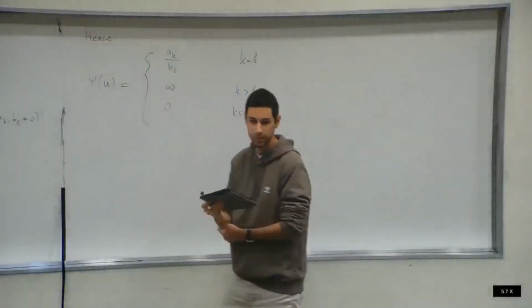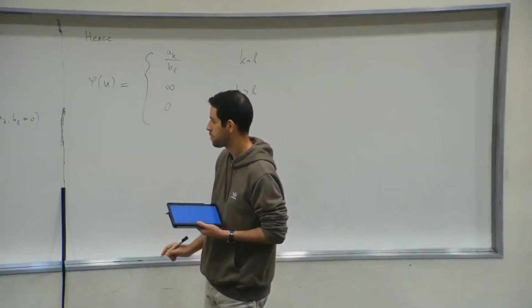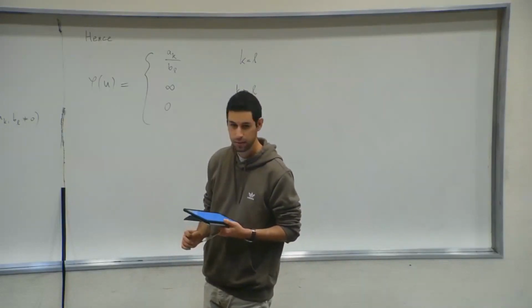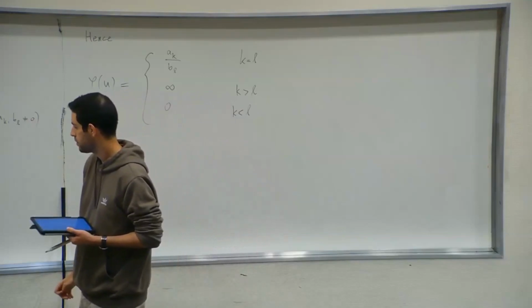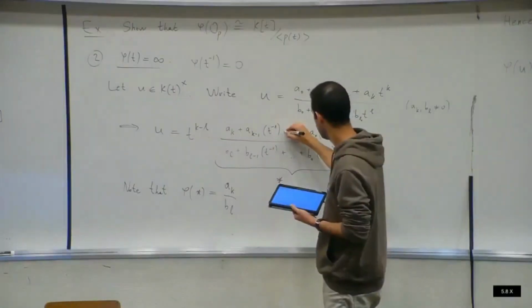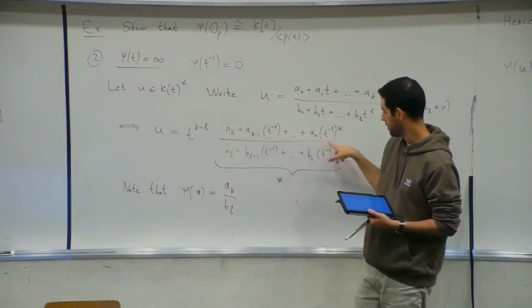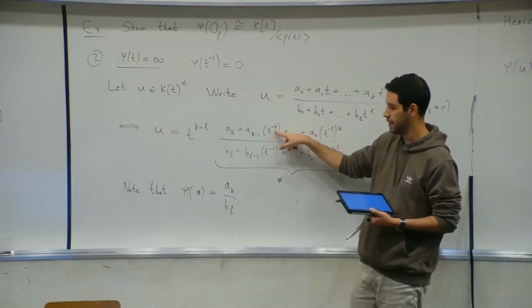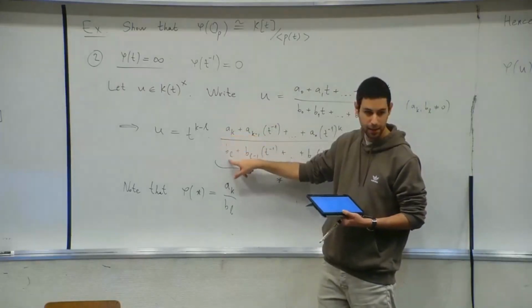So when you say that this maps to 1, why does phi map this to A_K over B_L and not some constant? Oh, so here, all the terms in which T to the minus 1 appears are 0. So it's phi of A_K over phi of B_L. Yeah.